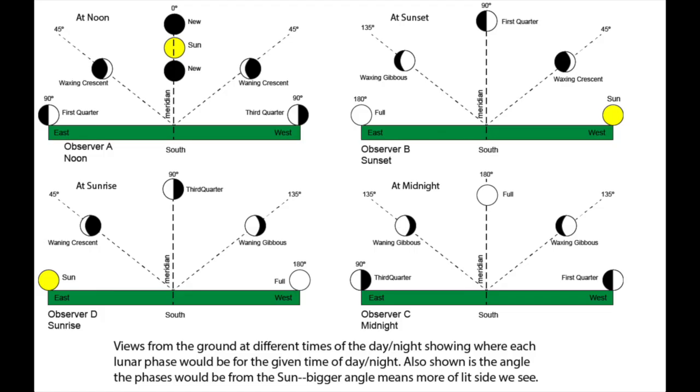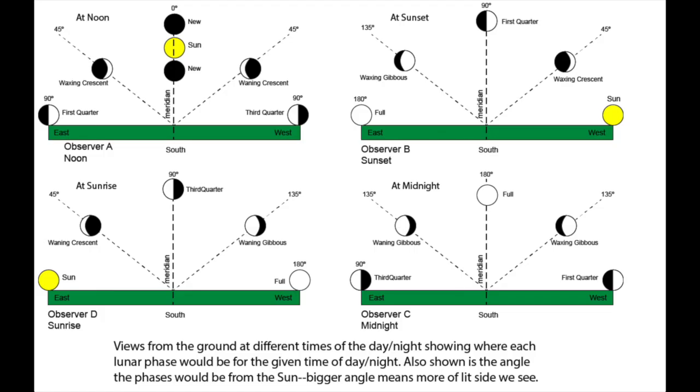At noon, observer A sees the sun on the meridian. The new moon is when the moon is nearly lined up with the sun. Usually the new moon is above or below the Earth-Sun line, so we do not have a solar eclipse at every new moon.